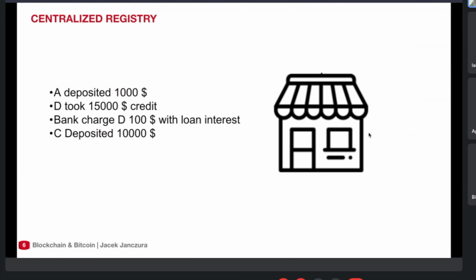Whenever I'm doing something with my money, a bank keeps track of what the contents of my account is. So the bank keeps track of A deposited $1,000, D took $15,000 credit, the bank charged D $100 with a loan interest, and C deposited $10,000. So this is a centralized registry. We've got one centralized institution whom we trust and who keeps track of our finances.